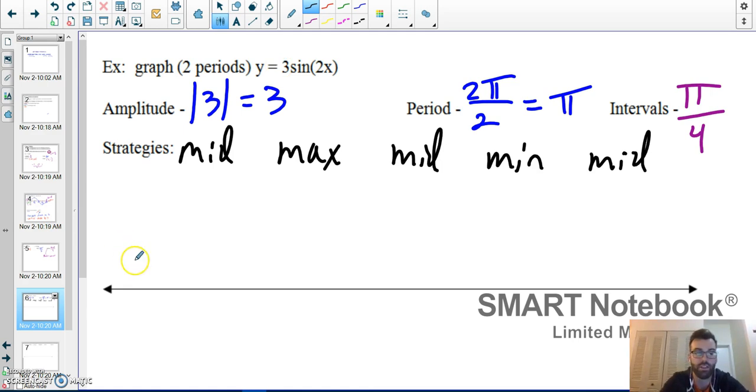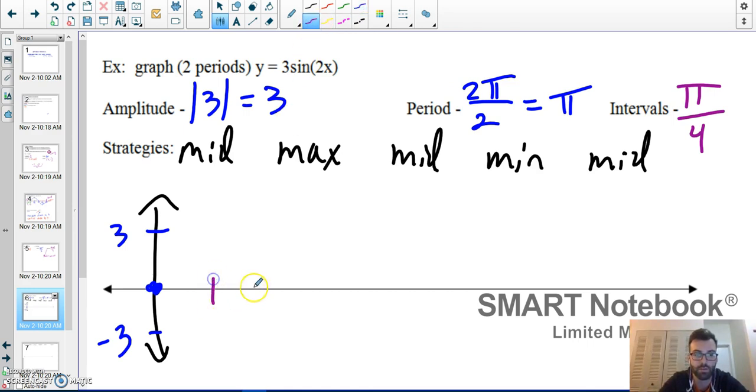Okay? So when I think about that, I first want to figure out, all right, well, my amplitude is 3. So my max is going to be 3, and my min is going to be negative 3. I start at the midline. My intervals are pi over 4, and we want to graph 2 periods, 1, 2, 3, 4, 1, 2, 3, 4. So I start at pi over 4.